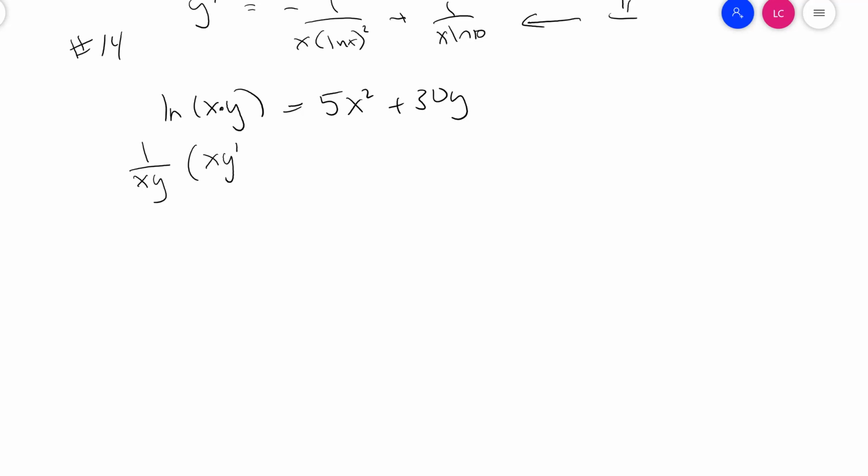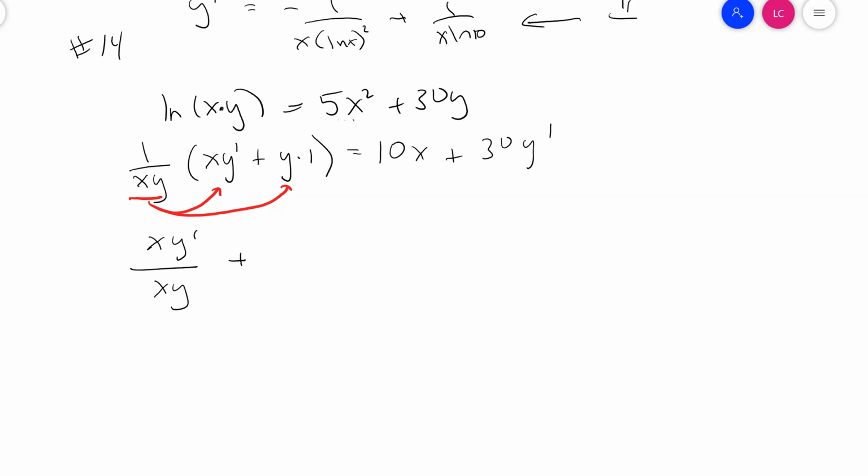So first d second plus second d first. Don't have to put the 1 there, I'm just making a point there. So then derivative here gives me 10x, and the derivative here will be 30y prime. All right, so it's necessary for me to distribute this so I can get this y prime term out. So I get x y prime over xy plus y over xy equals 10x plus 30y prime.